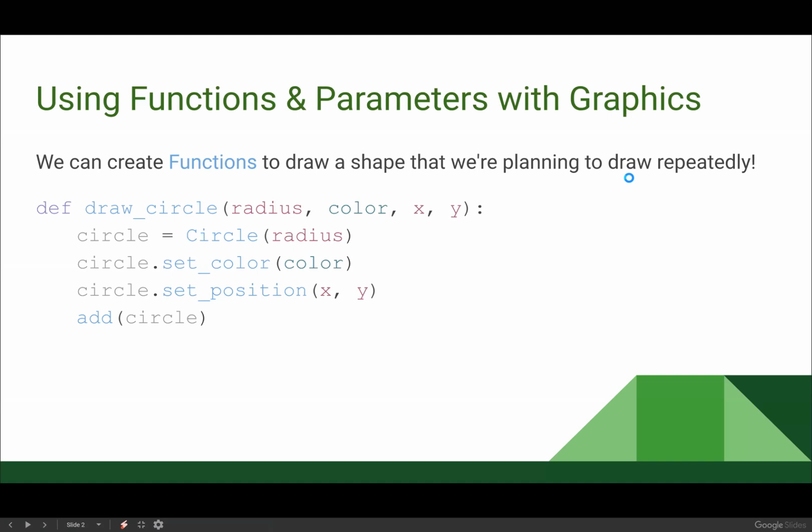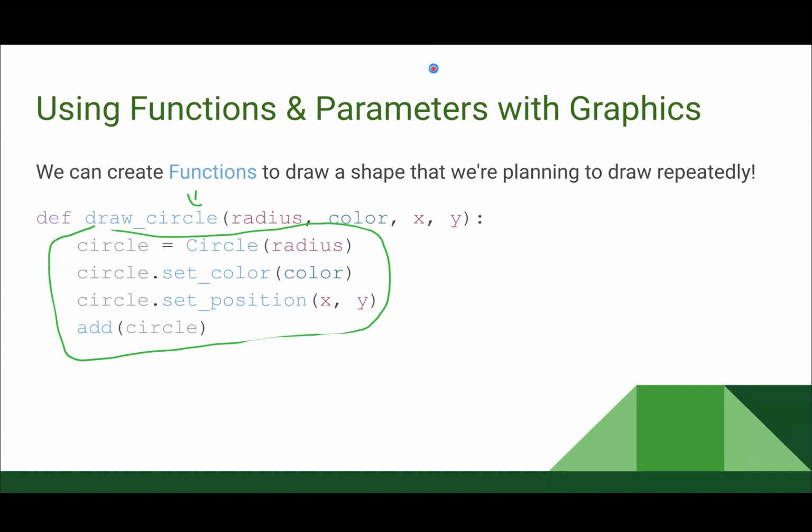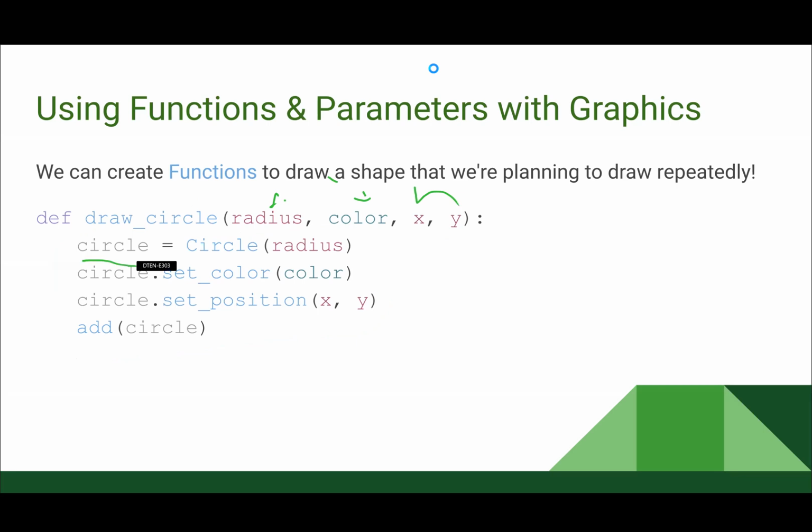I need to run a bunch of lines of code to actually draw a circle with this program. And what we can do is we can make one function that will draw a circle given all of this extra information. So I can make my draw circle function accept some radius, whatever color I'm going to draw, and then the center position. And then within that function, I can draw a circle, set its color, set its position, and add it to my screen.